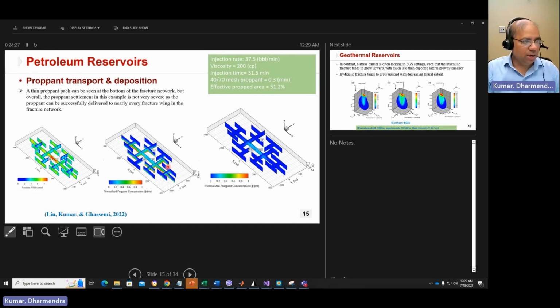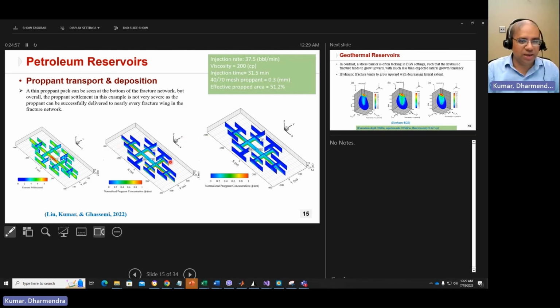So in this case, we will get relatively more propellant in natural fractures also. It's not completely contained within the main hydraulic fracture. It's also going to other natural fractures because the propellant mass was the same, so it's distributed over more natural fractures. So we can see that there's not as much red part here. It's going to all these natural fractures also.